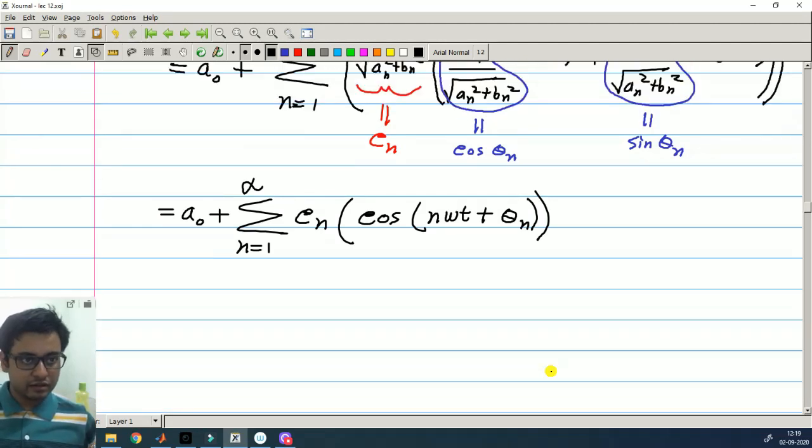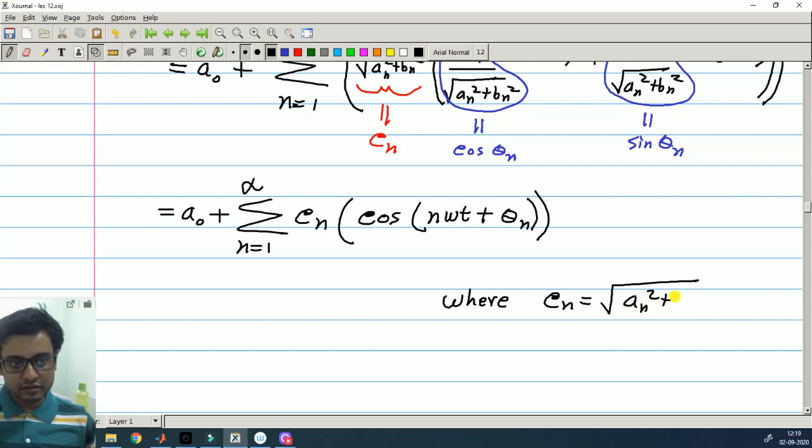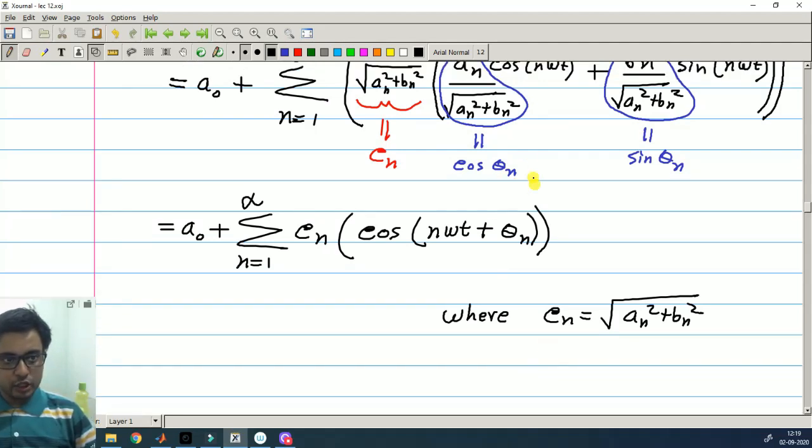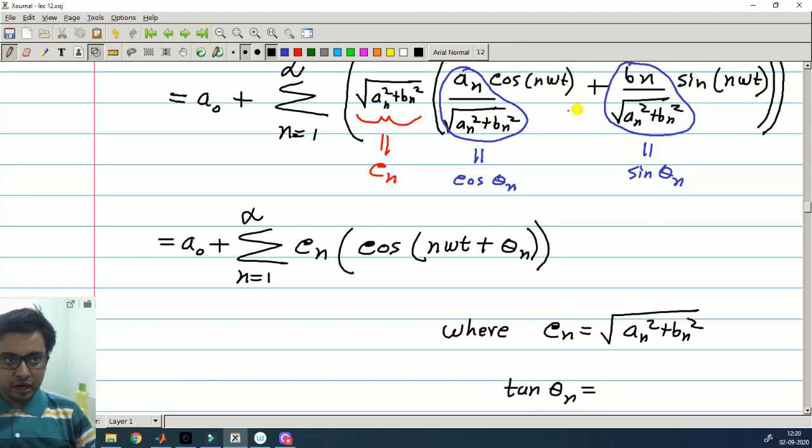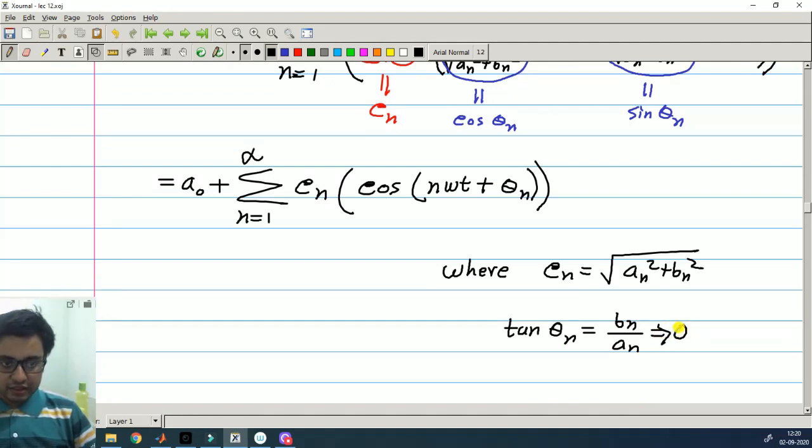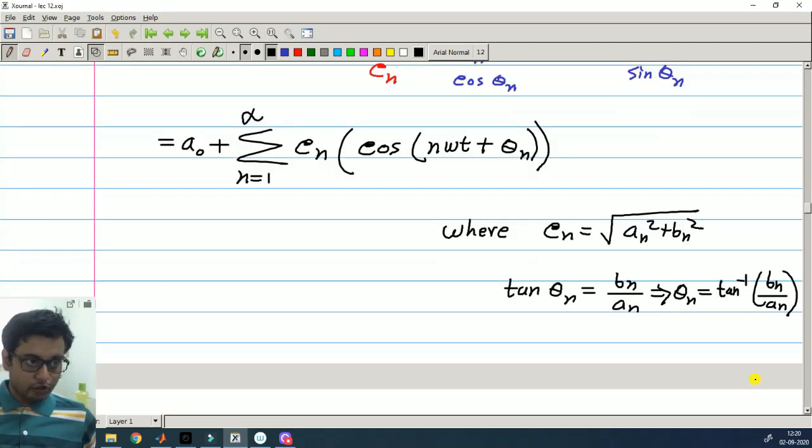So where Cn is root over an square plus bn square by definition, and theta n, you can write tan theta n is equal to sin theta n by cos theta n, so that is bn by an, which means theta n is equal to tan inverse bn by an. So the Fourier series can also be written in this form.